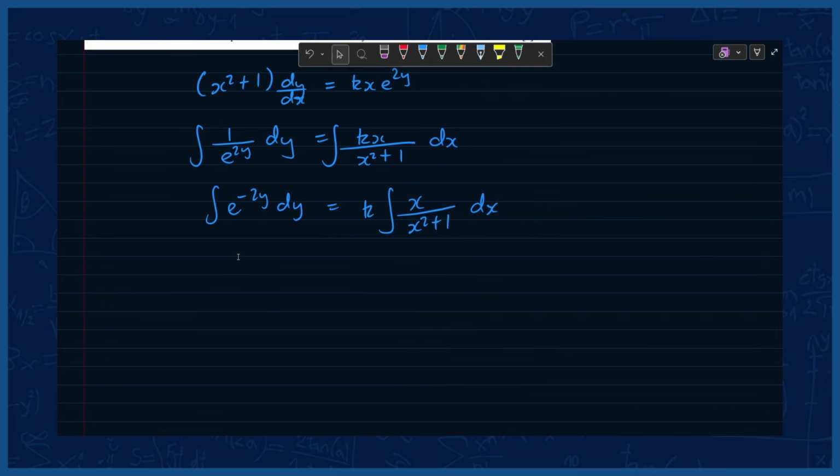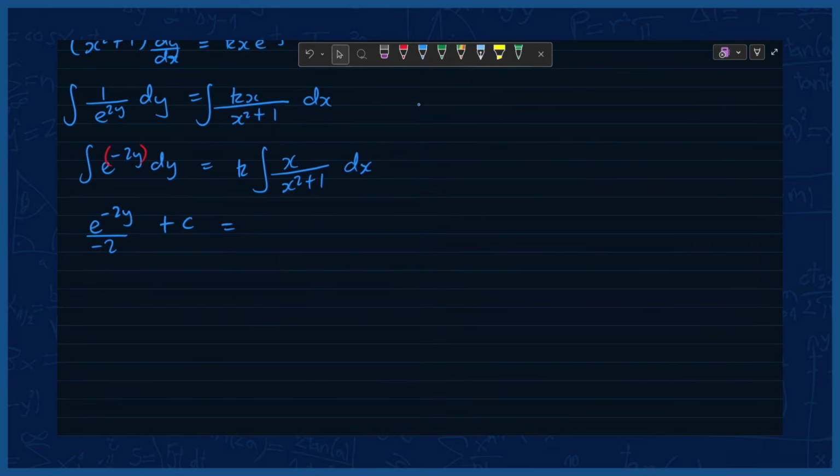So integrate first your left hand side. This is the integral of e to the negative 2y. If you integrate an exponential function, it still remains an exponential function. Then differentiate the inner function. If you differentiate the inner function, you get a negative 2. So we have to divide by that negative 2 and add a constant of integration.